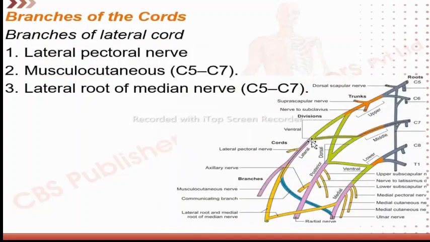Now the branches from the cords. First, the branches from the lateral cord. The lateral cord is formed by the ventral divisions of the upper trunk and middle trunk. The trunks are divided into upper, middle, and lower trunk, and the divisions are ventral and dorsal. So the ventral divisions of the upper and middle trunks form the lateral cord.